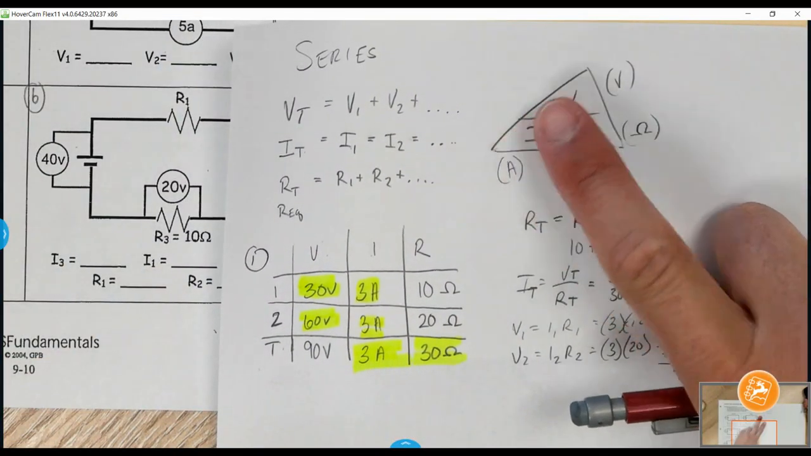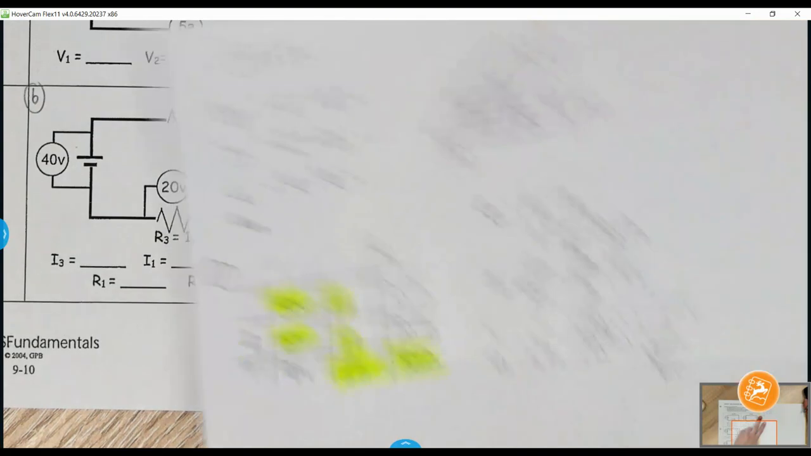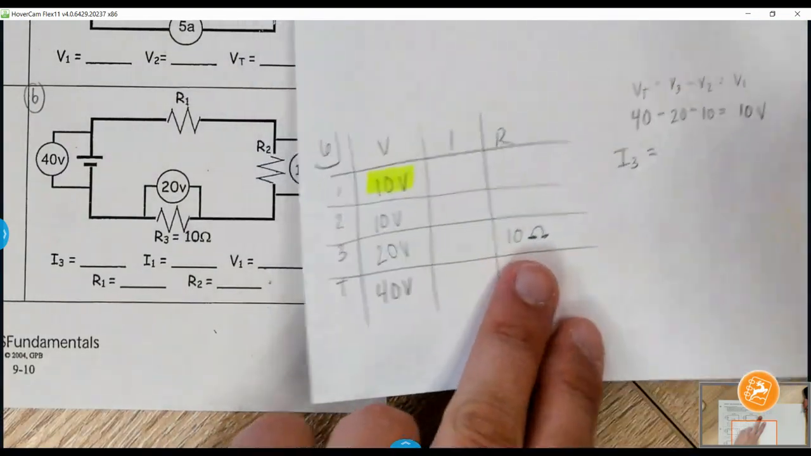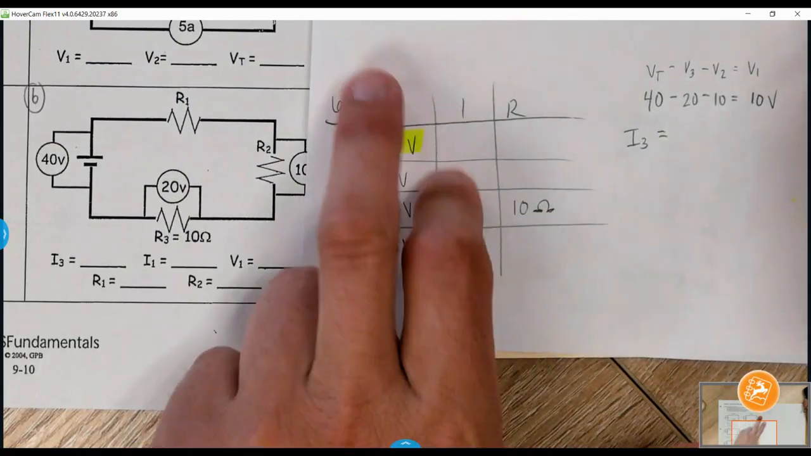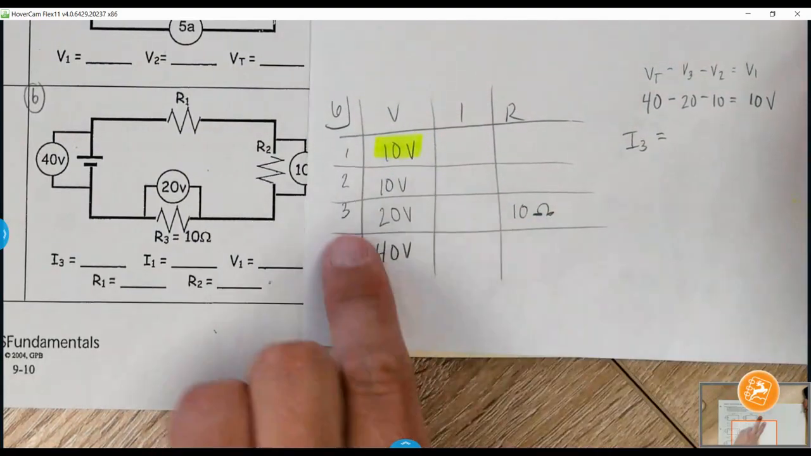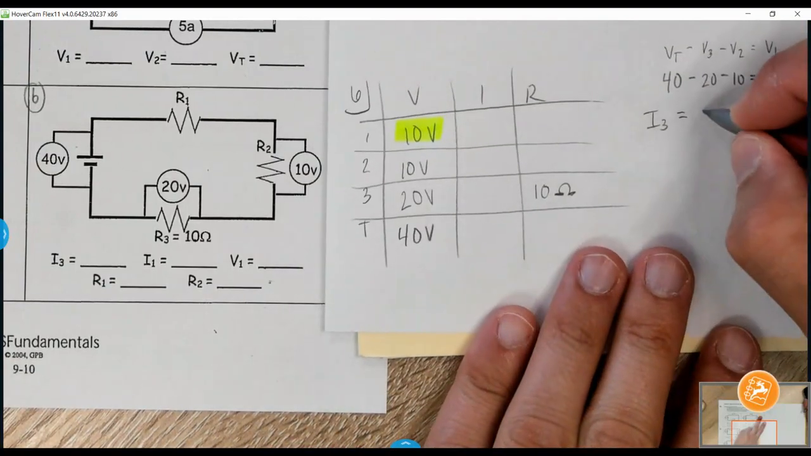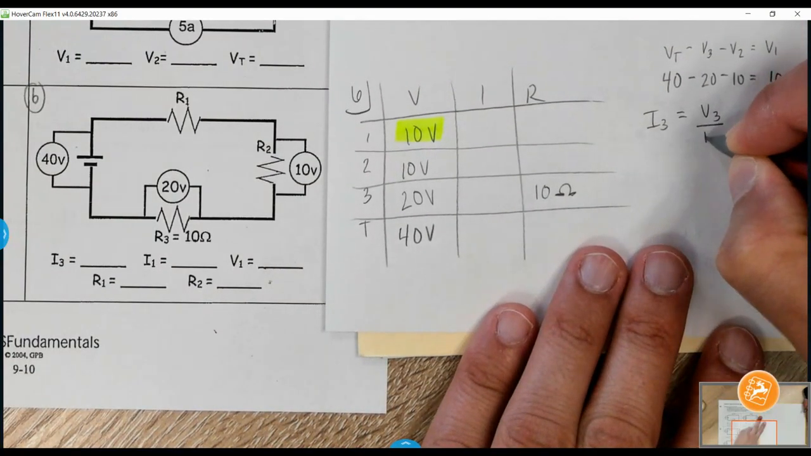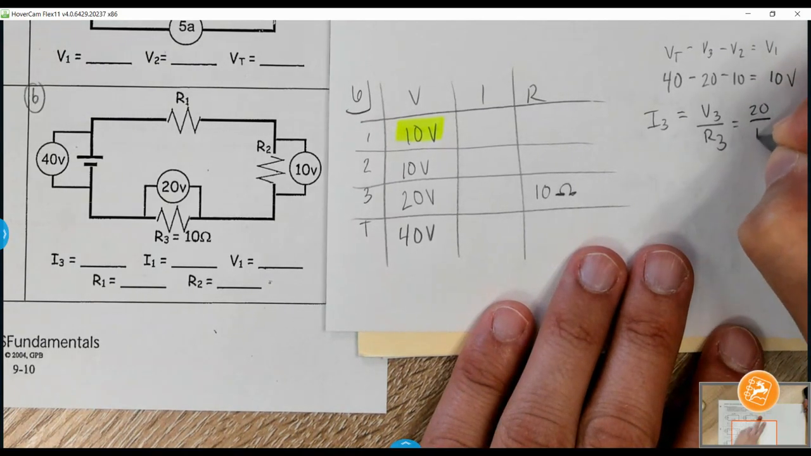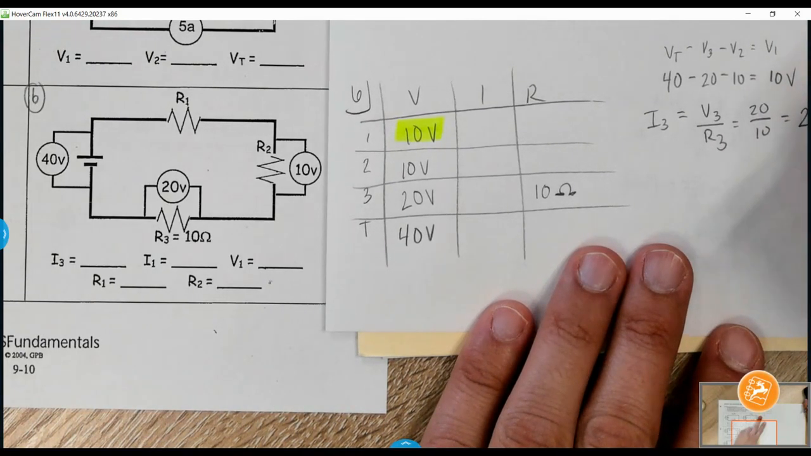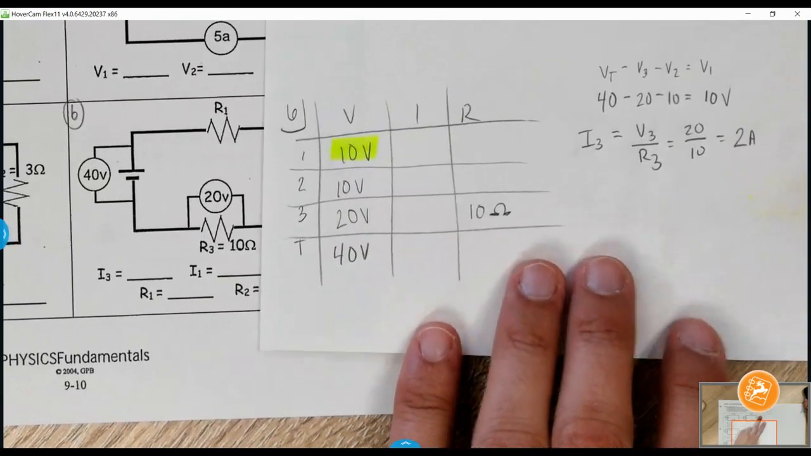What are we going to do? We're going to do V divided by R. But it has to be everybody in the same row. So you can't use like 10 divided by 10. It has to be the ones in the same row. So you got V3 divided by R3. So you're going to get 20 over 10, or 2 amps.